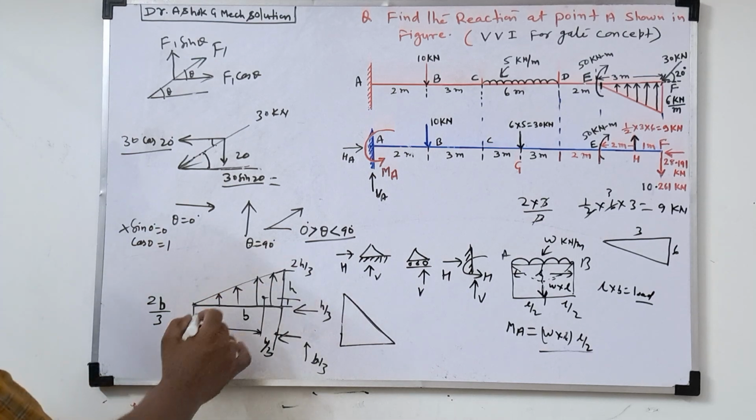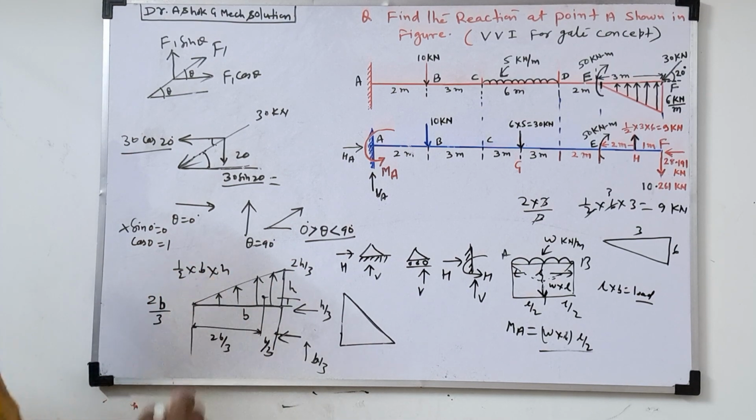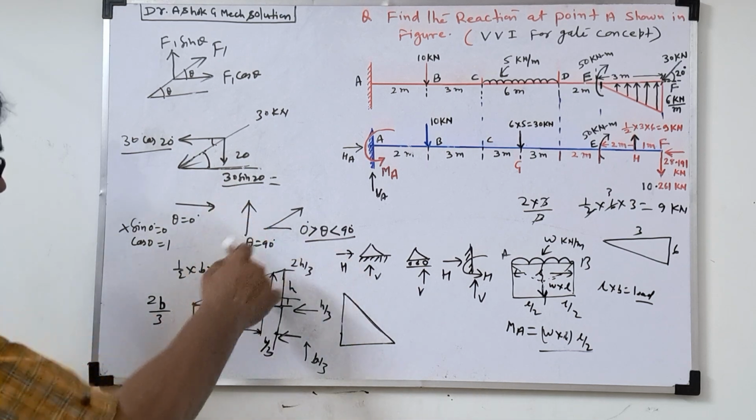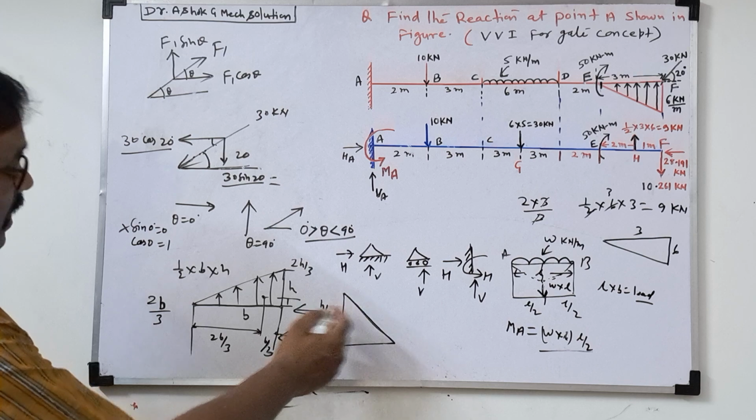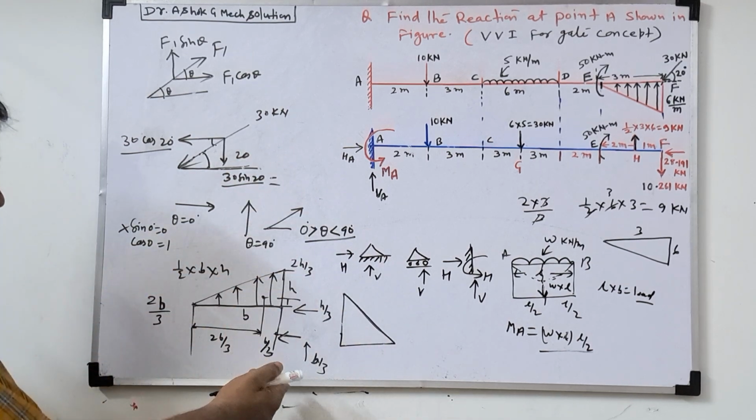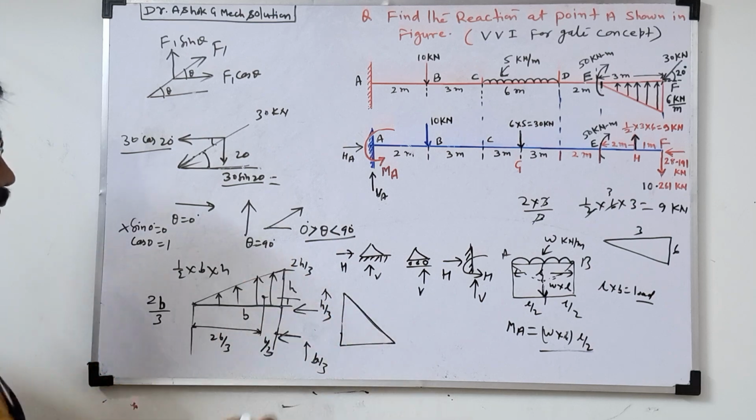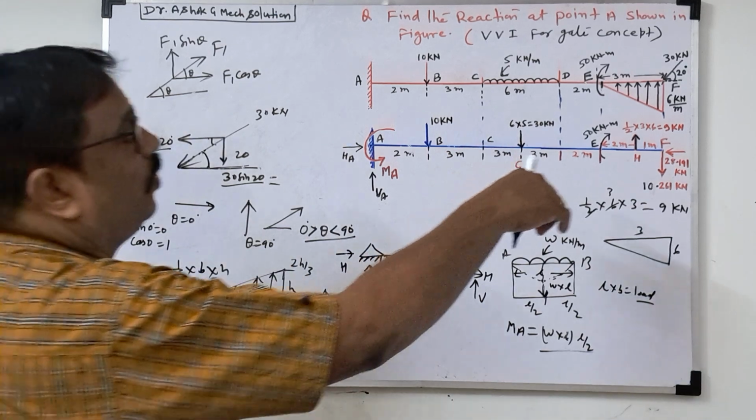The load will be 1 by 2 B into H. The area of the triangle is the load. Then where will the load act? Either 2B by 3 or B by 3. If the top is there, 2H by 3; bottom, H by 3. So this way we can calculate where this load will act.